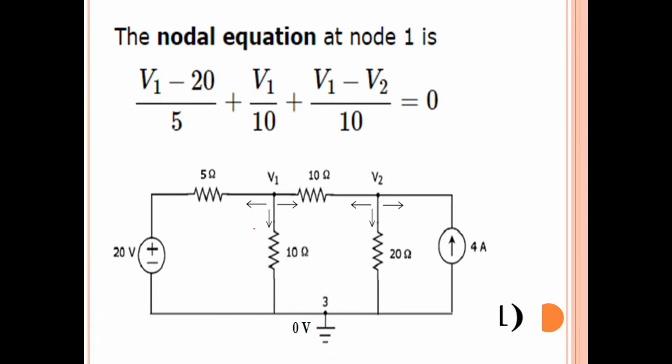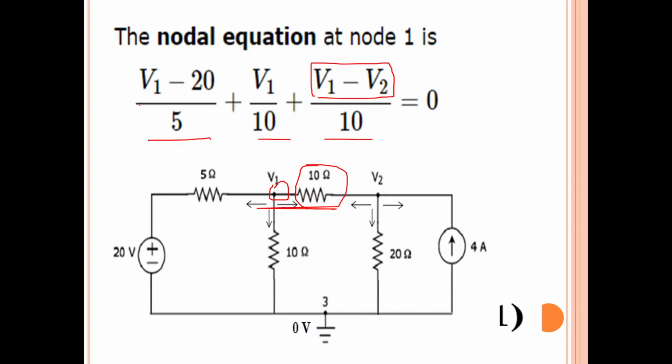Next, current flowing through one more branch is there. This is another branch that is connected to node 1. So current flowing through this 10 ohms is how much? V1 minus V2 divided by 10 will give us the current flowing through this branch. So 3 branches are there at node 1. Okay, so we have written 3 branch currents.